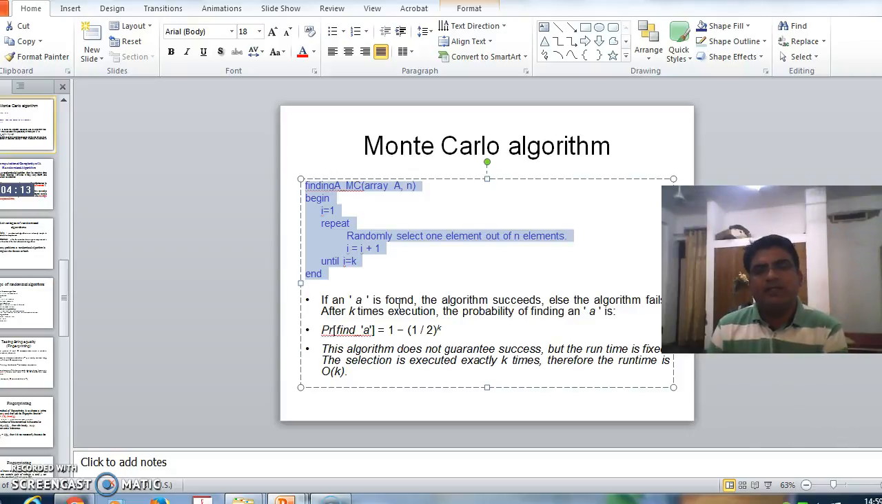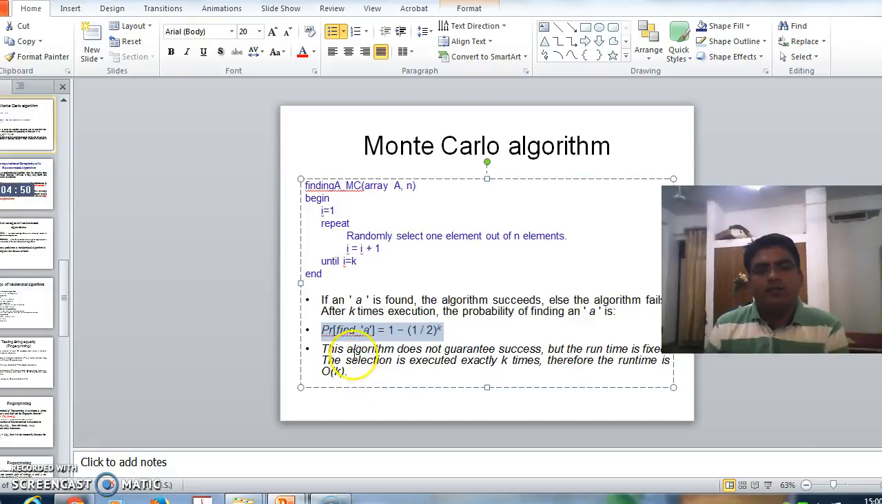Now the point is, if by using the given chances we can find the solution, then the Monte Carlo algorithm gives the answer. Otherwise it will produce a wrong answer, saying it didn't find any A in the list. However, A is still present in the array. So if A is found, then the algorithm succeeded, else the algorithm fails. After k times execution, the probability of finding A is 1 minus 1 by 2 to the power k, where 1 is the success probability and 1 by 2 to the power k is the failure probability. So if we subtract failure from 1, we get the success probability of finding it.